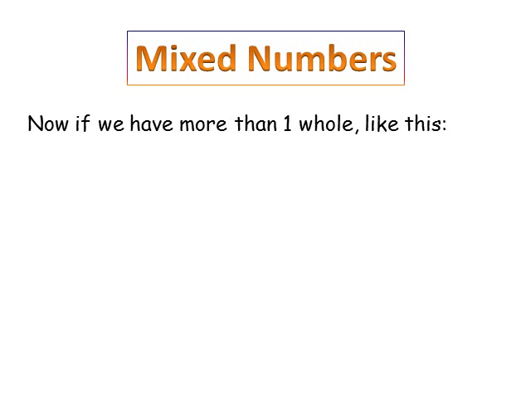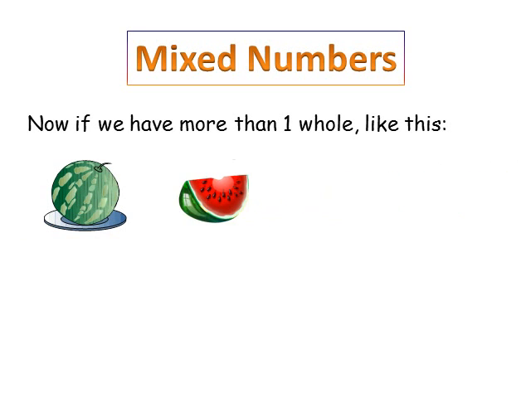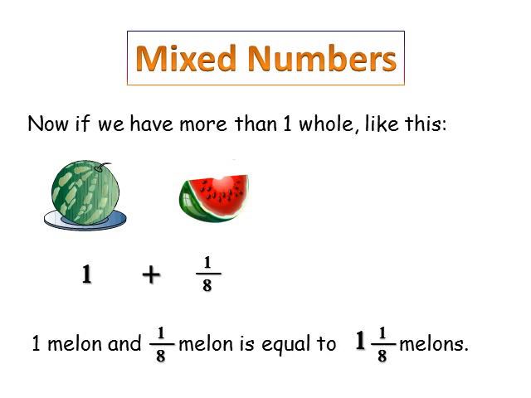Now if we have more than one whole like this, say one whole fraction, okay? So the first figure we have 1, that's obviously one whole melon, and the next figure is 1/8 of a melon, right? So as you can see now, if we add these two, we have 1 melon and 1/8 of a melon is equal to 1 and 1/8 melon.